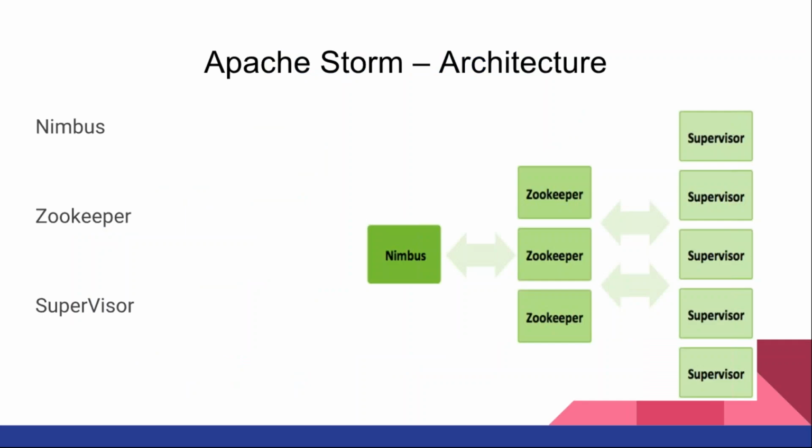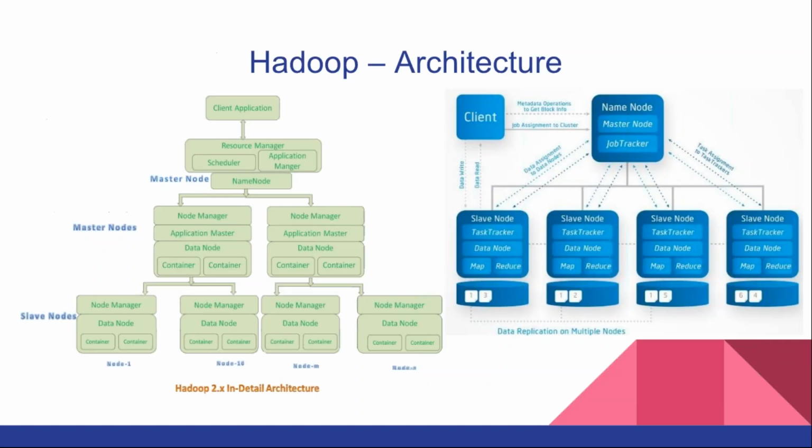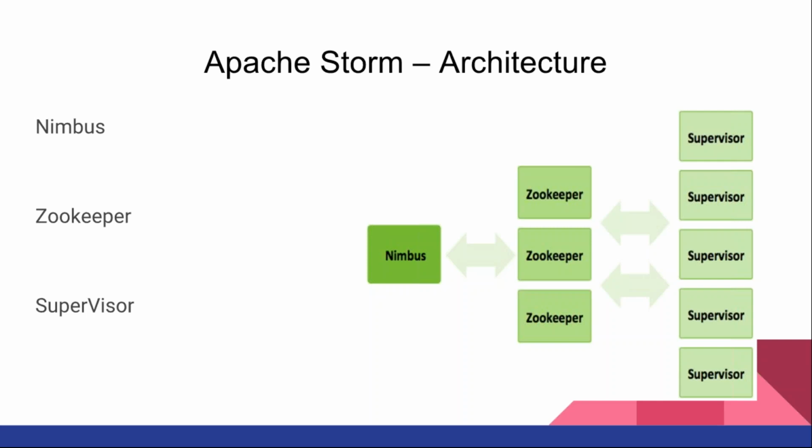Storm also follows the same kind of architecture, master and slave. In Hadoop, we saw that we have a master node and a slave node. Similarly, in Storm we have Nimbus. Nimbus is nothing but the master node. It takes the application, whatever work should be done is taken care of by Nimbus, and the work is distributed to supervisors, which work as slaves. In between, we use Zookeeper as a coordinator service between Storm Nimbus and the supervisors.